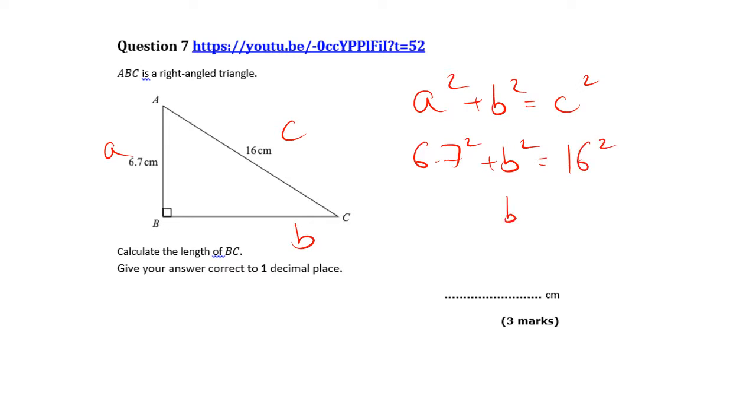Now in order to find B squared, we need to do 16 squared minus 6.7 squared. Use a scientific calculator for that one, please, and you'll find that B squared equals 211.11. Now that's not your final answer. We want to know what B is, so you're going to square root your answer now to get 14.5.